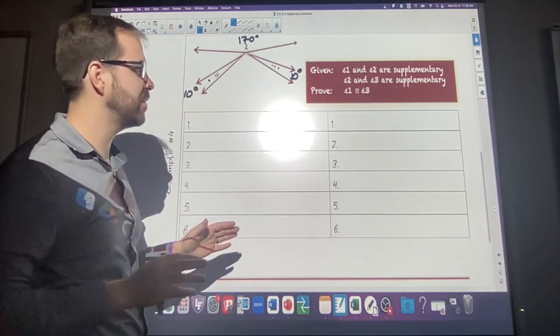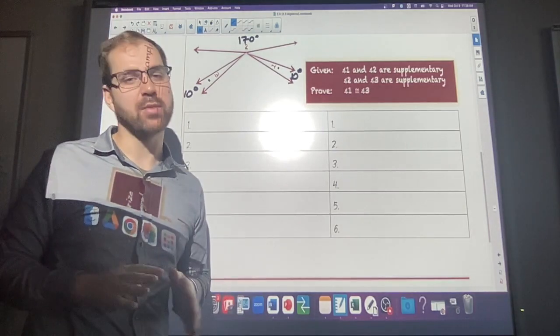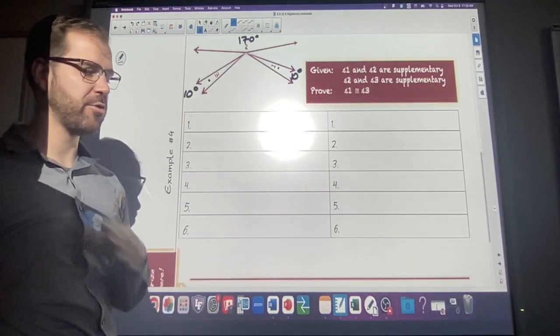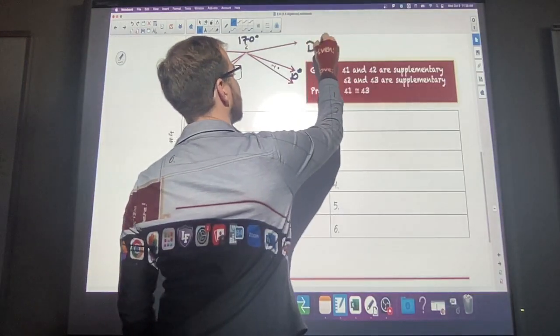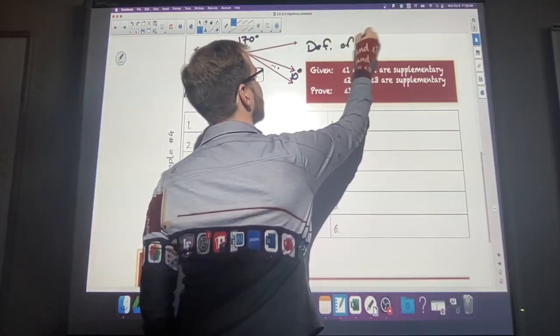Okay, we're obviously going to have to use the definition of supplementary, right? We need to know that supplementary means 180 degrees. So we're going to have to use the definition of supplementary.